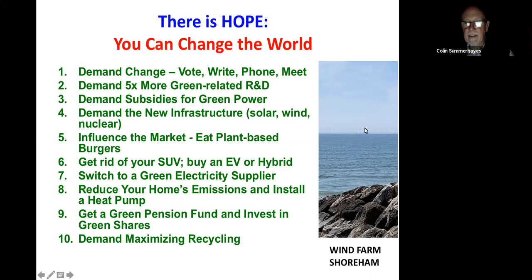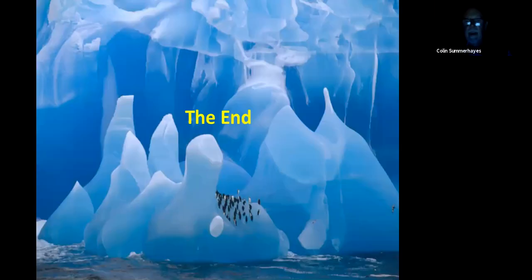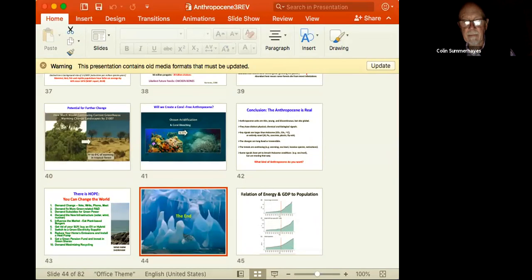Okay, and that funny looking picture is very dim, but you can possibly see in the background, those are the wind farms. That's the wind farm off Shoreham, which I photographed the other day, and I couldn't get it on a clear day. So there we are, the end. I hope you found that useful. And if you have any questions, I'd be glad to entertain them.